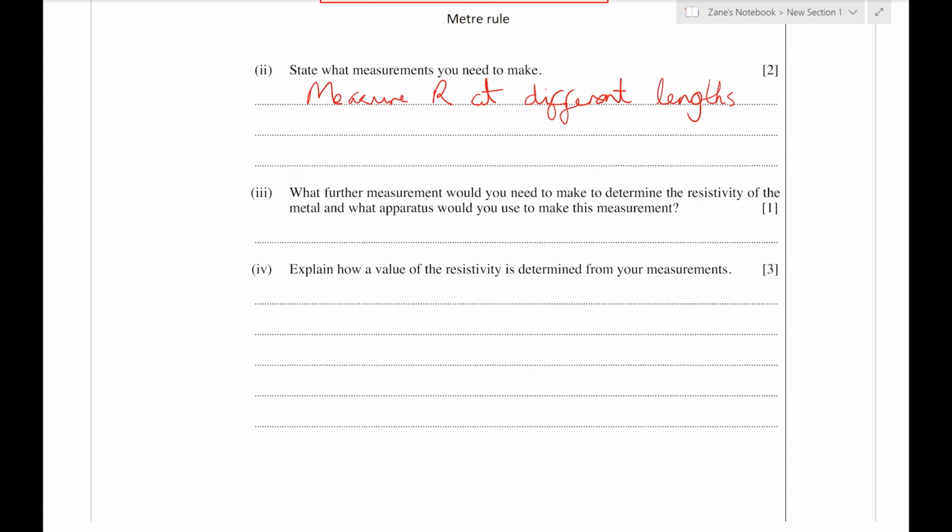As well as this, if we're going to determine the resistivity of the metal, we need to know its cross-sectional area. And we don't measure the cross-sectional area, we measure the diameter. So let's put that down, we're going to measure the diameter. And we would use probably digital calipers or a micrometer.